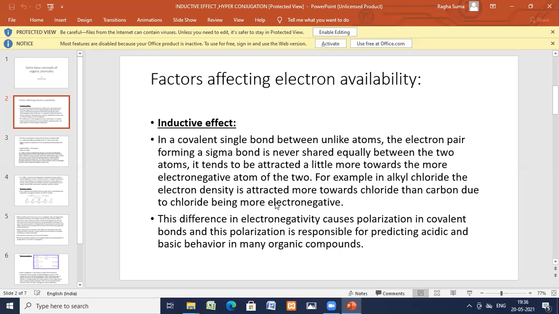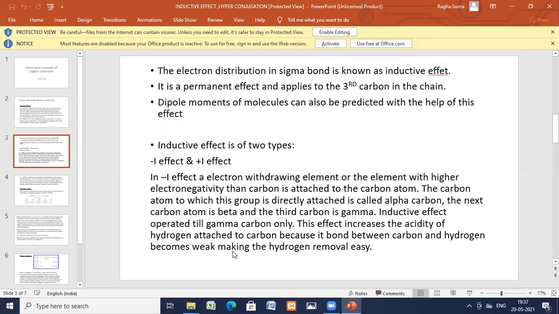This effect decreases as the distance between the atoms increases along the carbon chain. The effect is zero at the fourth carbon atom. The difference in electronegativity causes this polarization in the covalent bonds, and this polarization is responsible for the acidic and basic behavior of many molecules. We can explain the acidic behavior and the basic behavior of organic molecules.